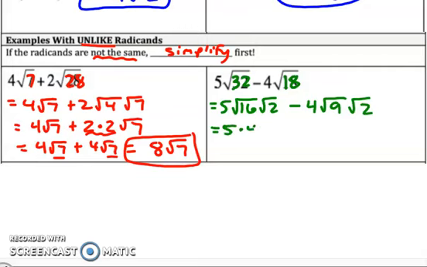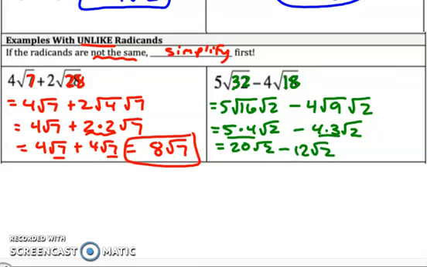We have 5 times 4 times square root of 2 minus 4 times 3 times square root of 2, which is equal to 20 times the square root of 2, 5 times 4, minus 4 times 3 is 12 square root of 2, and now these 2's match. So 20 square root of 2 minus 12 square root of 2 is 8 square root of 2. So again, the square roots started off not the same, but after we simplified, they ended up being the same.